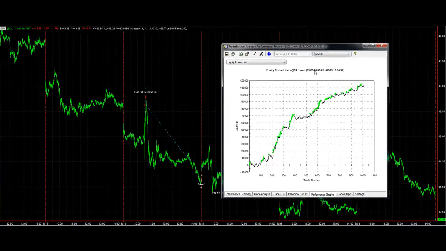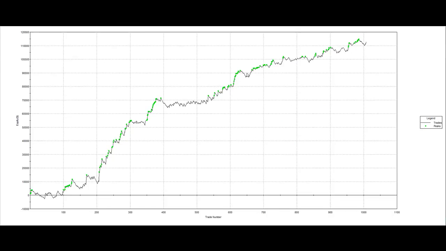Goes back to 9/5/2006. This is when crude oil transitioned to the electronic markets, and you see the cyclical nature of the equity curve. Pullback, equity peak. Green dots represent equity peaks. Pullback, equity peak, pullback, equity peak, so on and so forth.